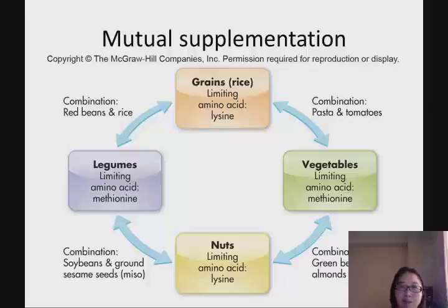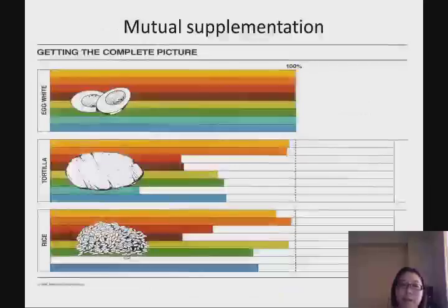Vegetables are missing methionine. Nuts have a limiting amino acid, which is lysine. But when you eat them together, you are not going to have any deficiency of methionine and lysine. Let's look at the figure to see what mutual supplementation looks like.